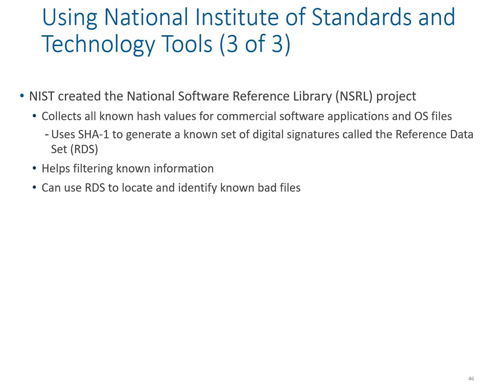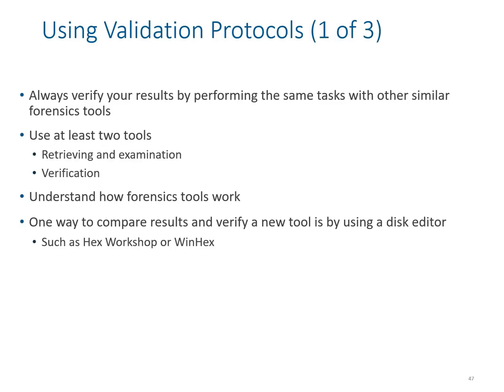So we can follow these basic standards with operating system files, and SHA is a basic tool for that in order to check and verify the digital signatures that are there, and it helps us in filtering the known or the good data from the bad data, as we discussed in our previous lecture. Now, there are different validation protocols available. You can always verify your results by performing the same task with other similar software.